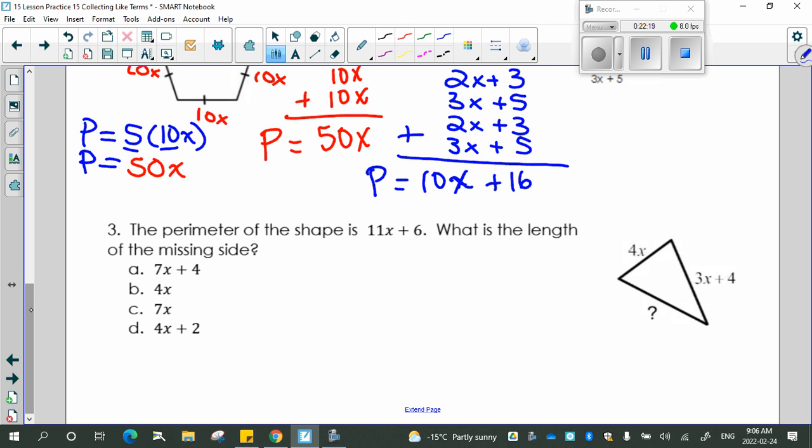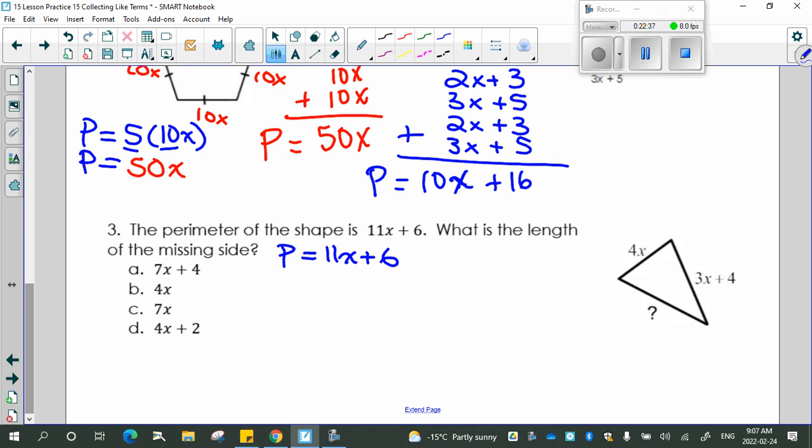Okay, and our last example here. This one tells you the perimeter of the shape is 11x plus 6. So we know the perimeter has to be 11x plus 6. What is the length of the missing side? Does anyone have any ideas how we can do this one?